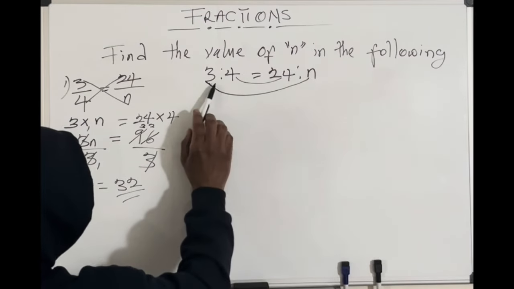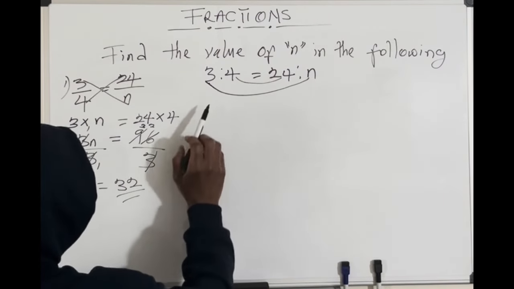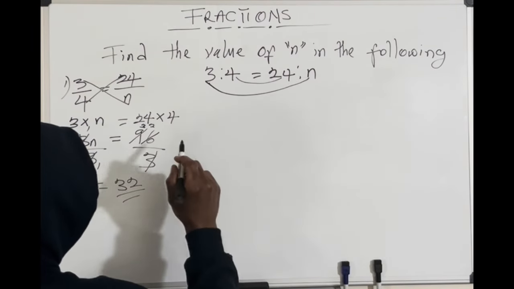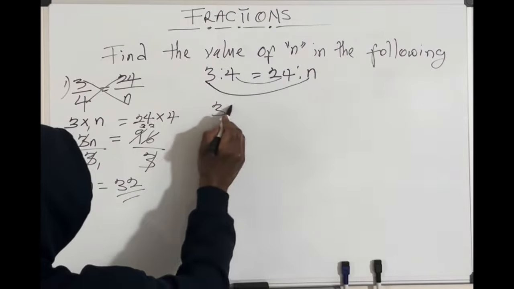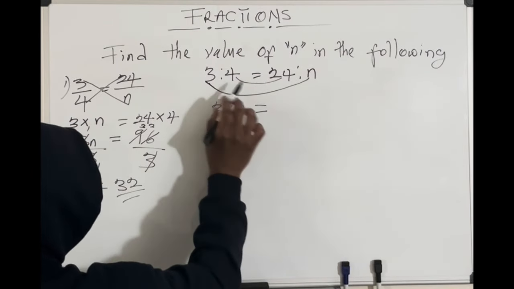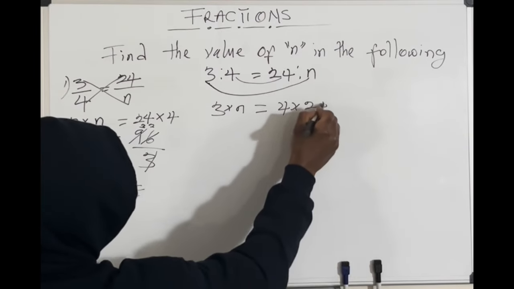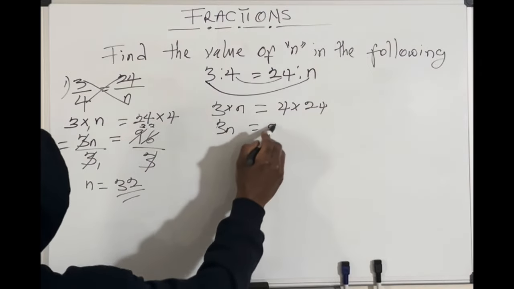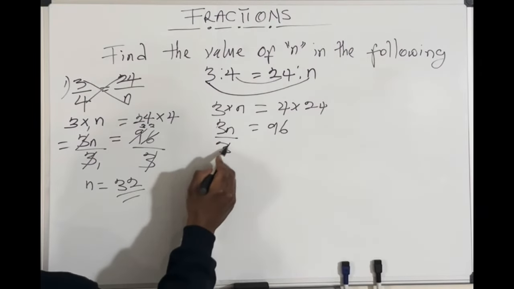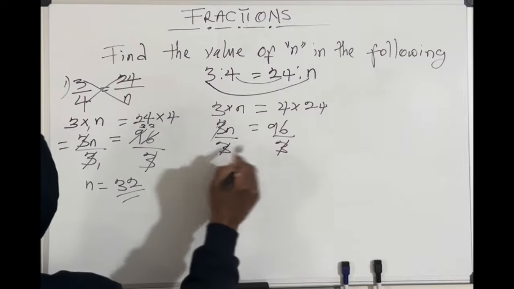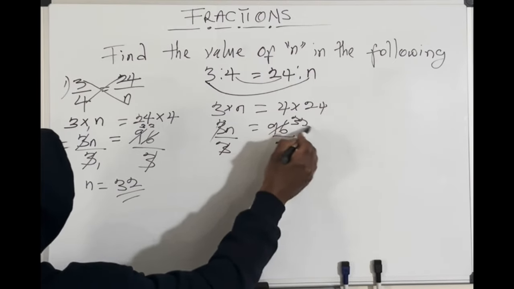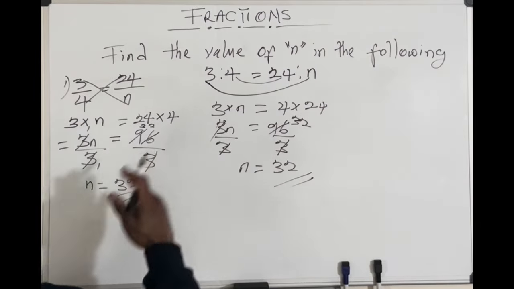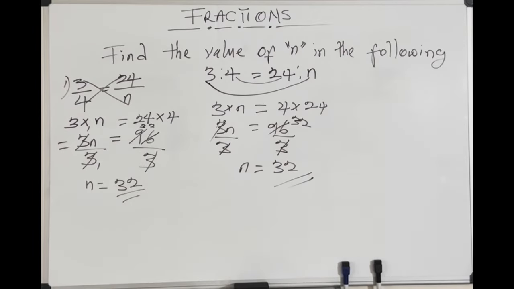If it's in this form too, we are looking for the n, so you always make sure that comes first, then the equal sign, and the other numbers follow. So 3 times n, then equal sign, then 4 times 24. Multiply through the same way: 96 divided by 3, n is equal to 32. Do not confuse yourself. It's the same way.